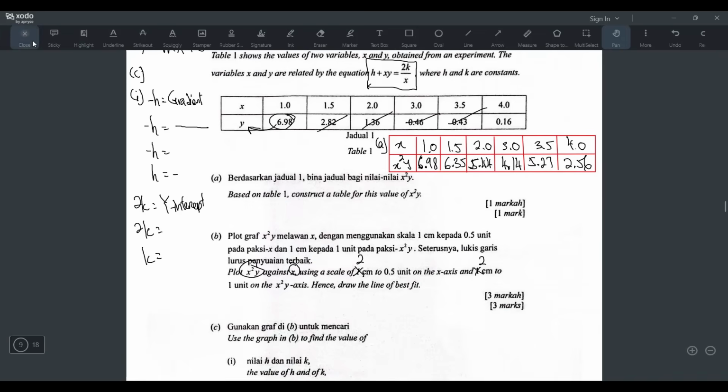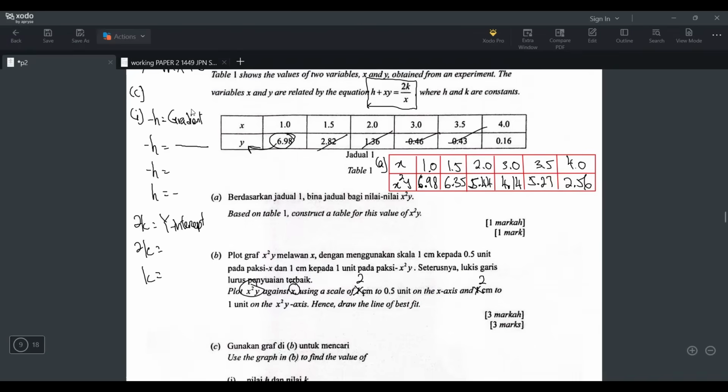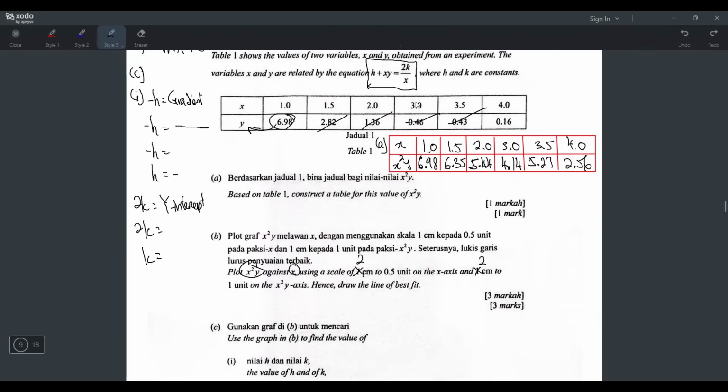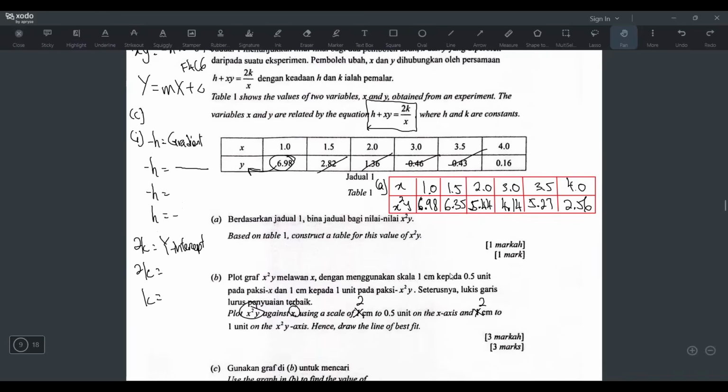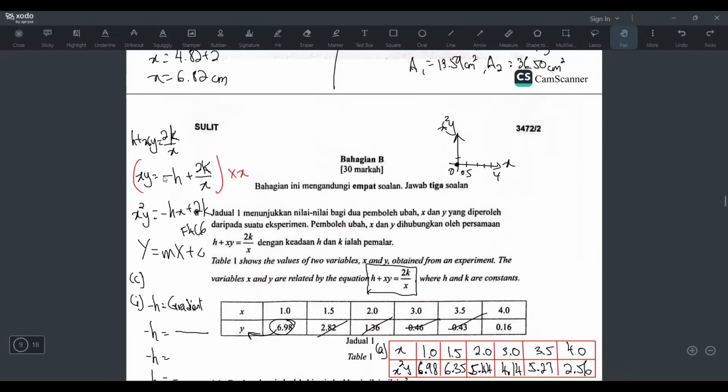Alright. So I go to a graph paper now. Before I draw the axis, we have to double check whether it has negative values or not. Sometimes the linear law question has negative values. But this one is all positive. So my origin 0, 0 can just be placed at the bottom left, because everything is in the first quadrant. So this will be 2 cm to 0.5, and it keeps going until the last one is 4. And this one is 2 cm to 1 on the x square y axis. So x square y will be 1, 2, 3, 4, and the highest goes until 6.98, so later go until 7 here.